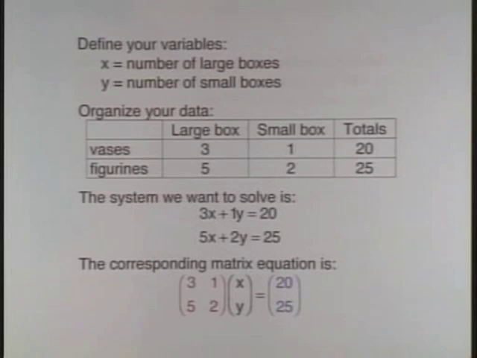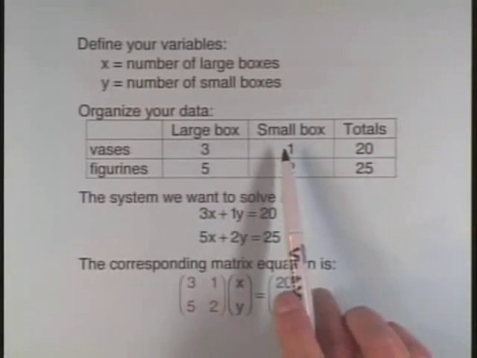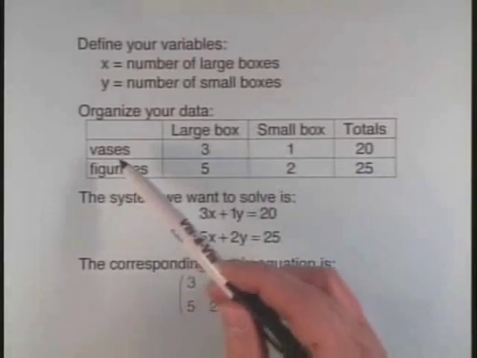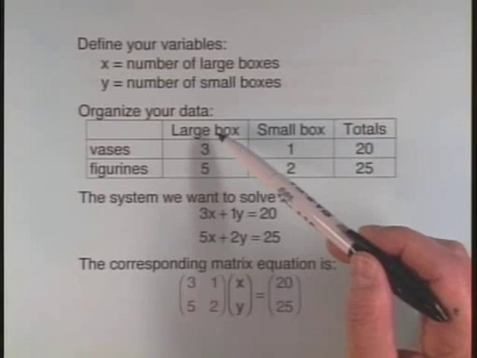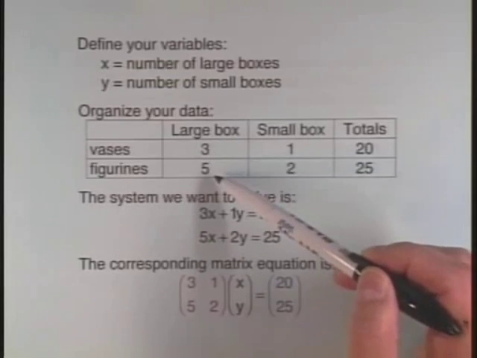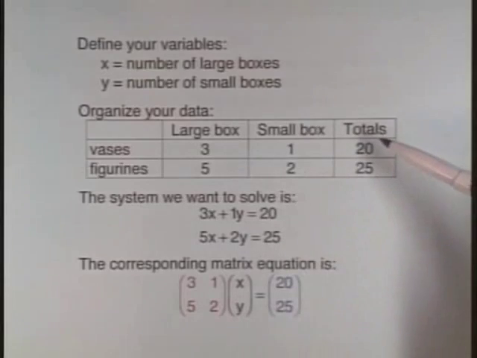First, define your variables. Let x be the number of large boxes and y be the number of small boxes. Then organize your data in a table. The columns represent large boxes, small boxes, and the totals. The rows represent the vases and figurines. So a large box holds 3 vases, 5 figurines. A small box holds 1 vase, 2 figurines. And we have to ship 20 vases and 25 figurines.